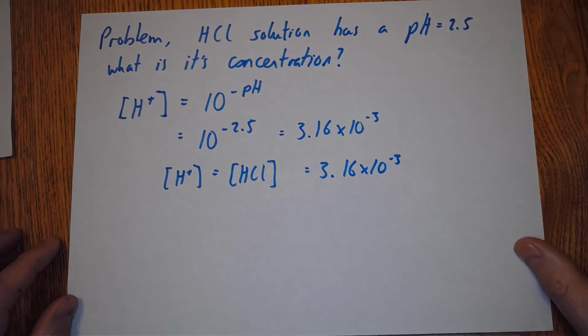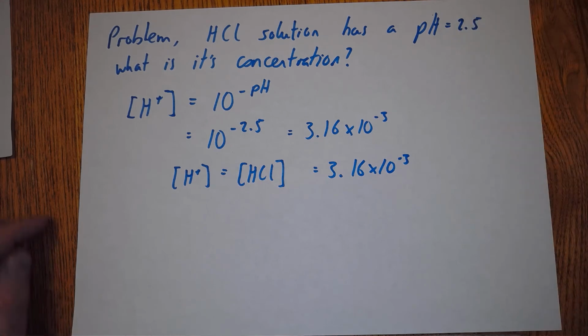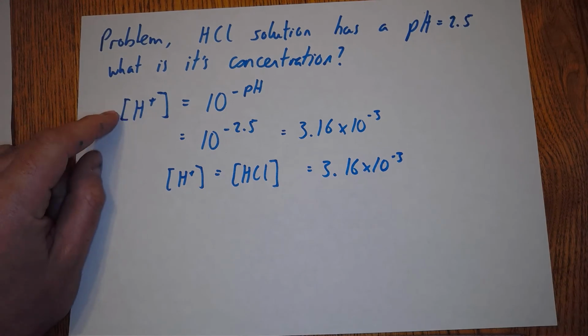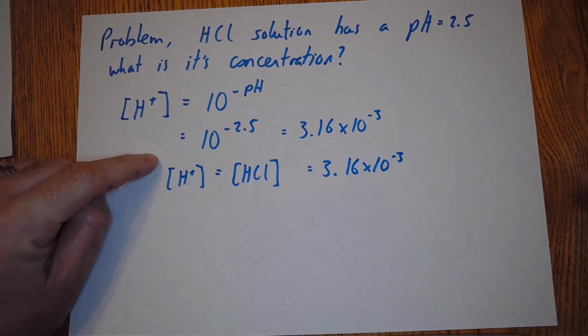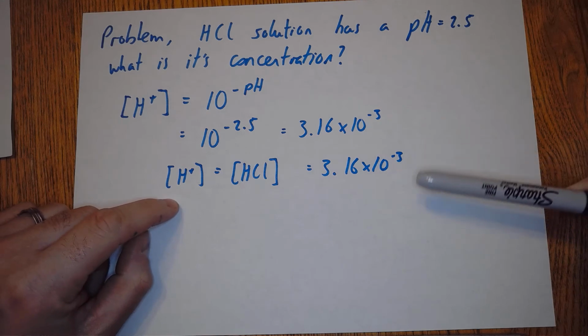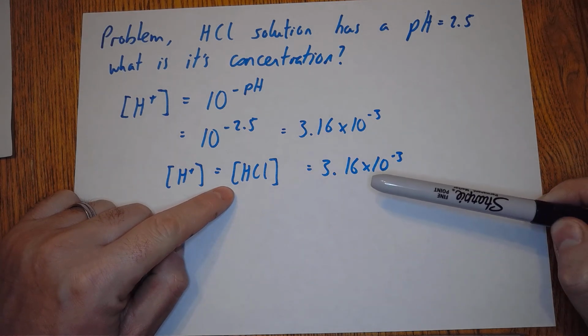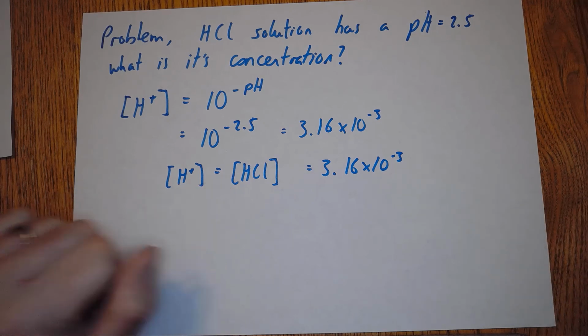Here's looking at the problem from another point of view. We know the pH, but we want to know what the concentration is. So we're using that rearrangement of the pH equation, 10 to the minus pH. So we do 10 to the minus 2.5 because we said that's what the pH was in this case. And that gives us this concentration of H+. And if the H+ concentration equals the HCl concentration, it must be 3.16 times 10 to the minus 3 moles per dm cubed.